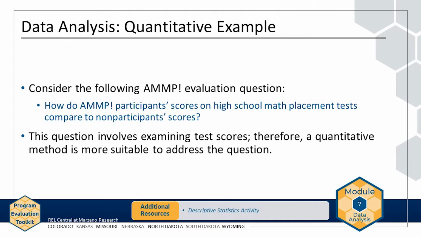Let's imagine you are a member of the AMP evaluation team and see how you might address this question by using descriptive statistics. To get started, open the Microsoft Excel workbook titled Descriptive Statistics Activity, available on the Resources page of the website. The first sheet in the workbook is a code book that defines the variables used in the following activities. You will work across each of the sheets in this workbook over the next several slides.